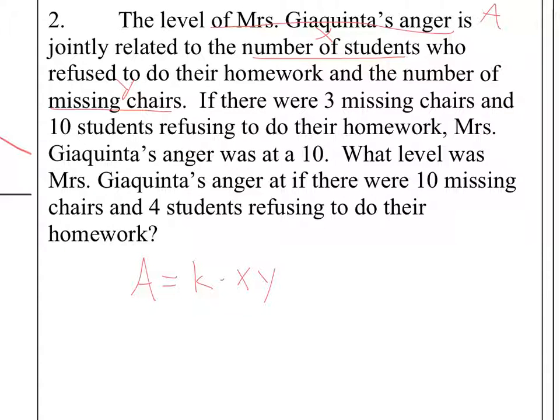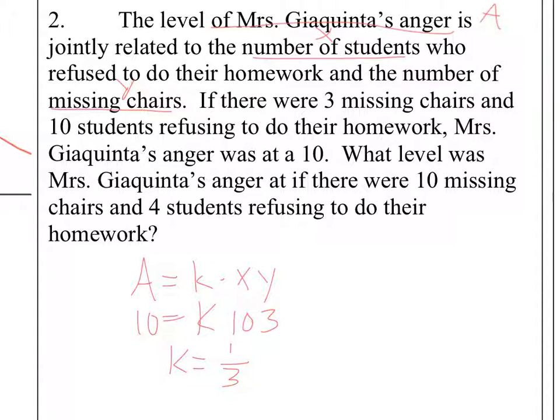So when I plug things in, we're looking at A. 3 missing chairs, so that's y. X would be 10 students refusing to do their homework. K, and anger is at a 10. We get K is equal to 1 over 3.